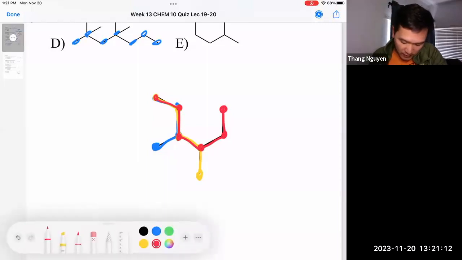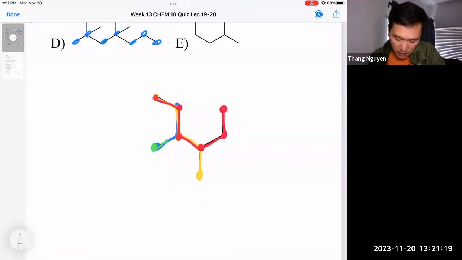Well, if not, just keep on going. We don't have to start at the same place every single time. Why don't we start here? 1, 2, 3, 4, 5. No, that's not longer. So indeed, 6 carbons is your longest chain.